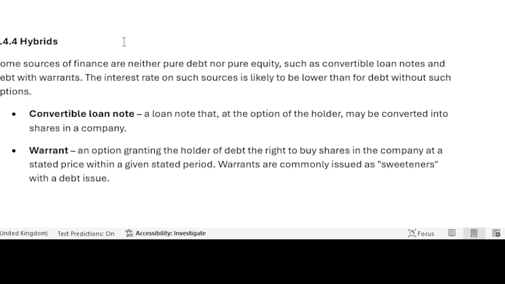So with hybrids, I was saying that here we have a financing structure that is neither 100% debt nor 100% equity. So for example, we have convertible loan notes and debts with warrants, whereby you can have a loan, and then at the end of the loan you can choose to either convert into shares or notes.